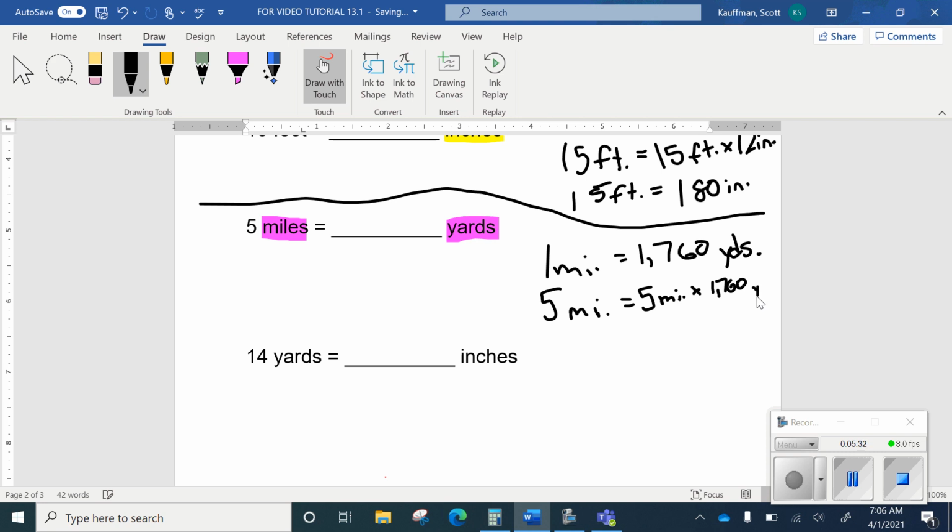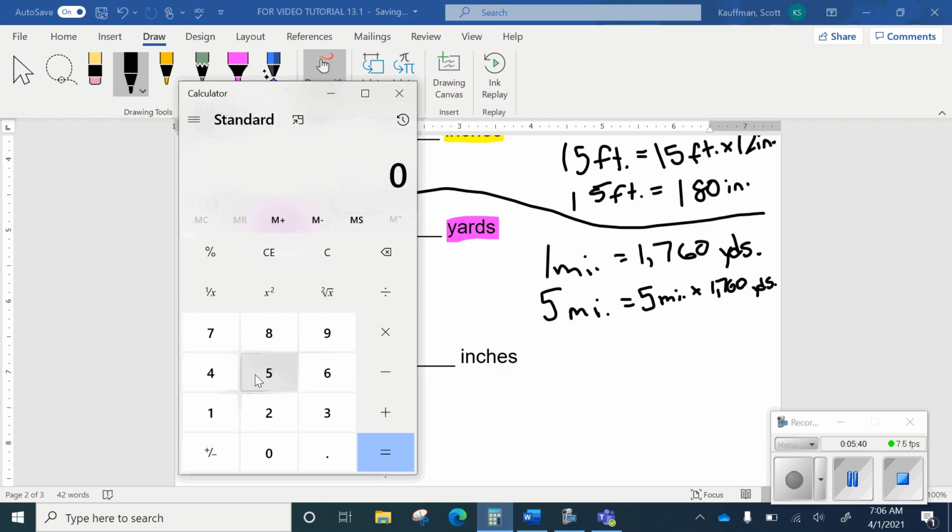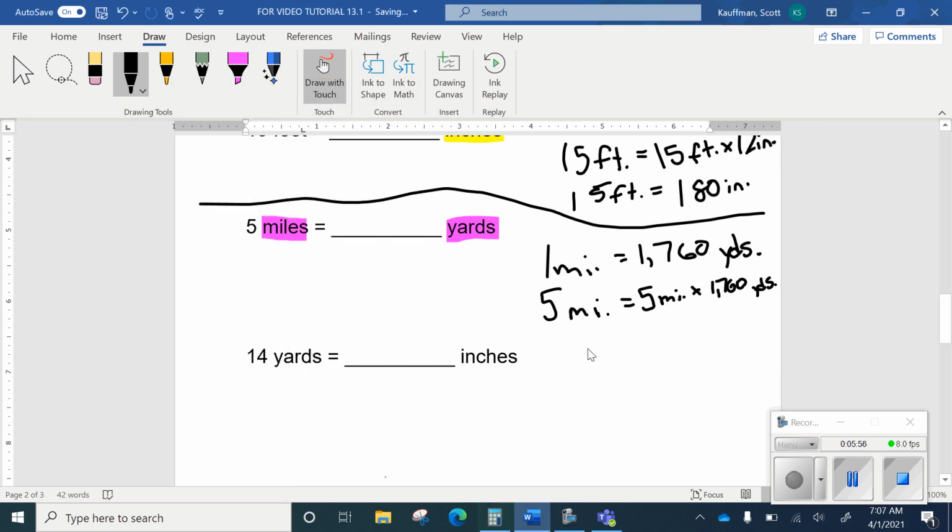I've got to squeeze it in here. Okay, 5 miles times 1,760. 8,800 yards. Excuse me, yards. 5 miles is the same as 8,800 yards. That's a lot. So I'm going to write 8,800 here.